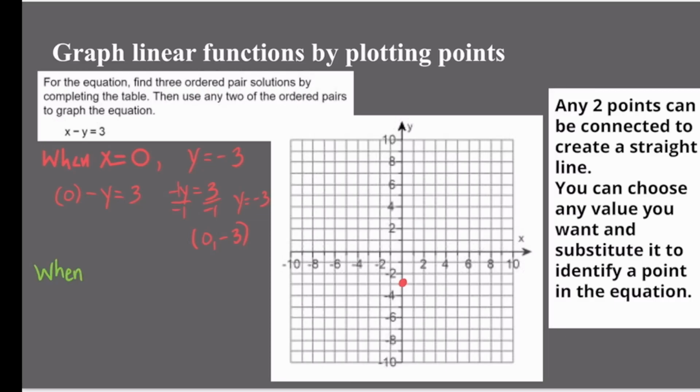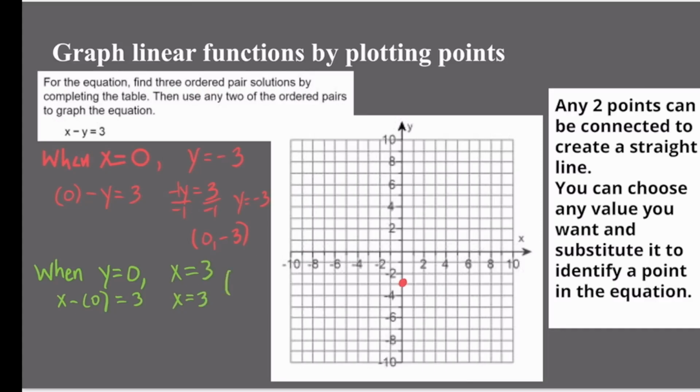So we picked the number for x. Let's pick a number for y. Let's say for y, we also plug in 0. So what I'm trying to figure out is, what is my x value? So if I plug that into the equation, I have x minus 0 equals 3. X minus 0 is x. So x is just 3.